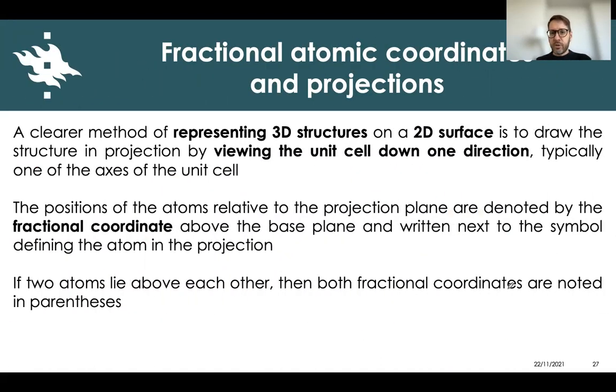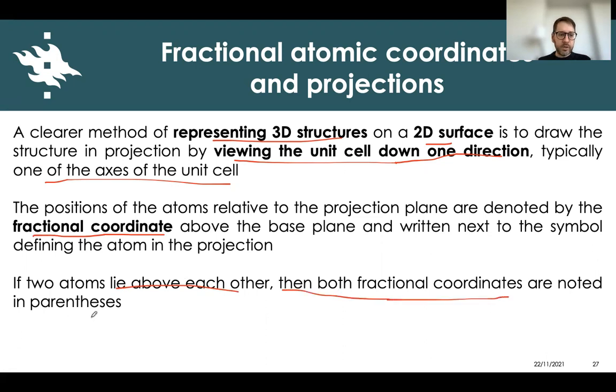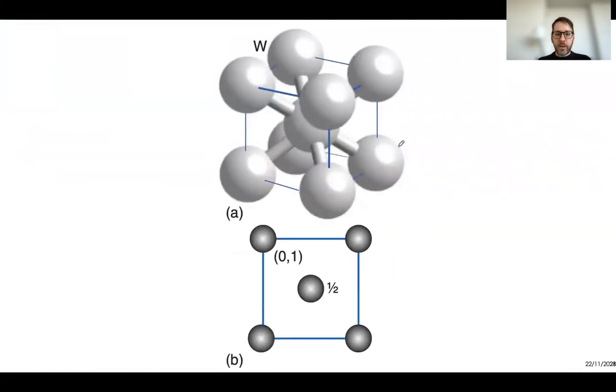Another thing that is usually employed is projections. Sometimes a clearer method to represent three-dimensional structures on a two-dimensional surface is to draw the structure in projection by viewing the unit cell down one direction, typically one of the axes in the unit cell. In this case, the position of the atoms relative to the projection plane is denoted by the fractional coordinate above the base plane, written next to the symbol defining the atom in projection. We'll see an example to make it more clear. If two atoms lie above each other, then both fractional coordinates are noted in parentheses. One example is this body-centered structure.